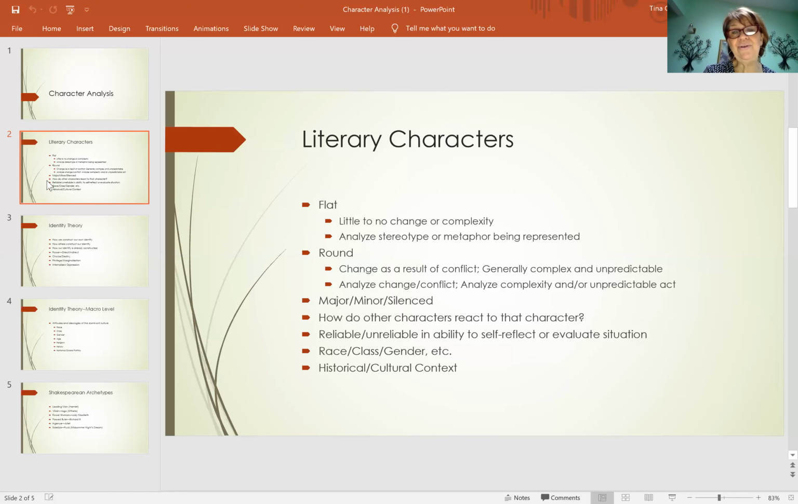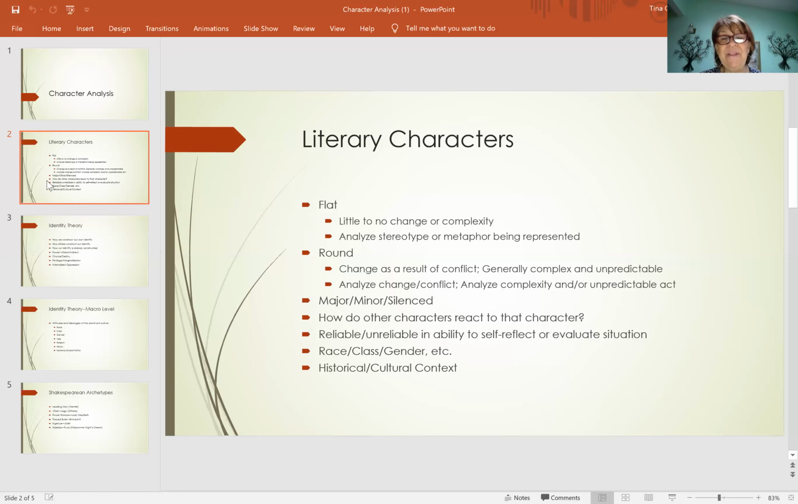We tend to too often, I think, focus on the major characters, such as Hamlet, and perhaps not enough on the minor characters, such as Ophelia, or even the silenced characters, such as Rosencrantz and Guildenstern. So what I'm asking you to do with Romeo and Juliet, then, is to take a look at some of the characters besides Romeo and Juliet when thinking about your minor and silenced characters.